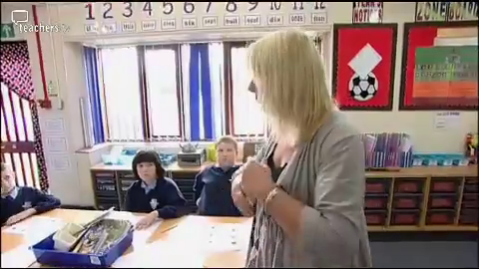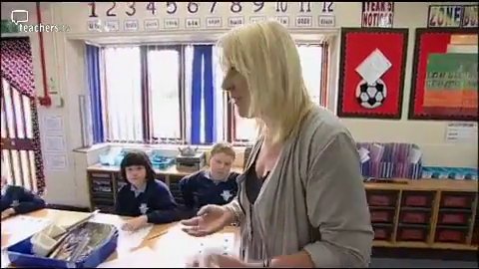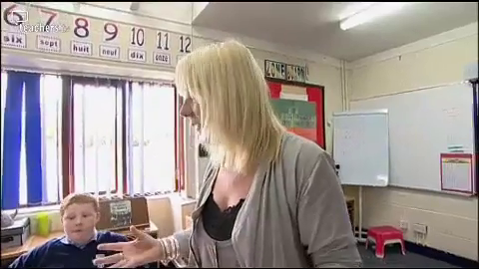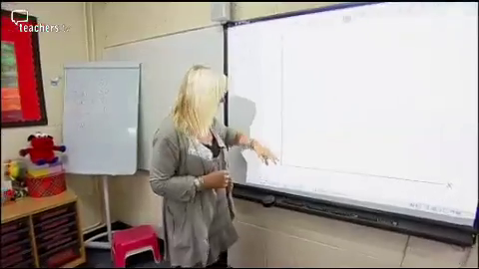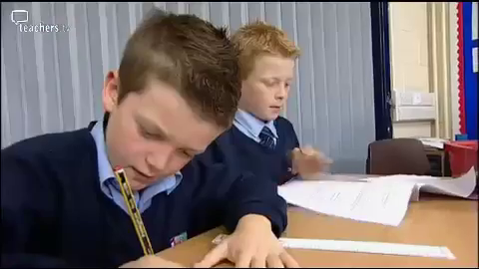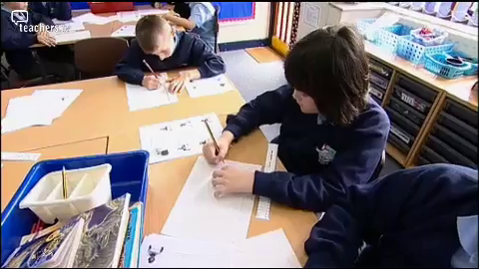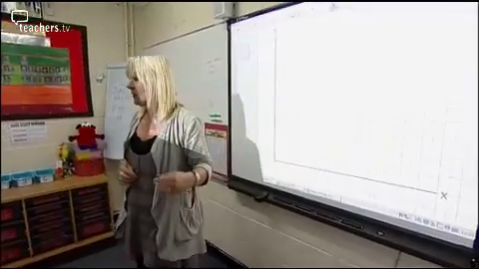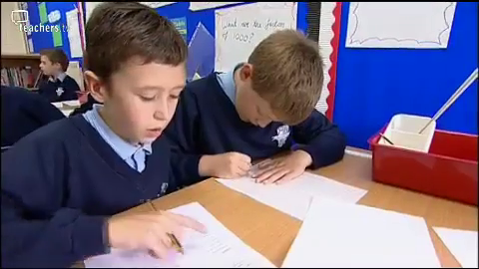That's right. We've got to organise this information, this data, haven't we? So we're going to organise it into a graph. OK, on the y-axis, we're going to put the pulse rates. And on the x-axis, we're going to put the different times of the day. 2 o'clock.